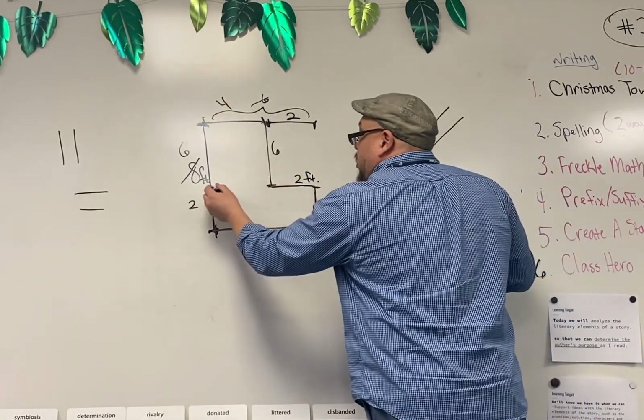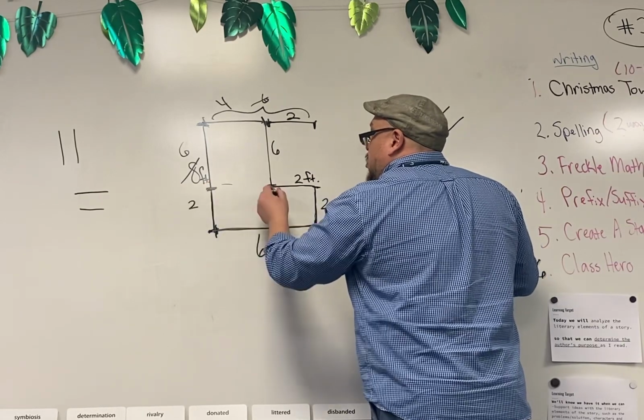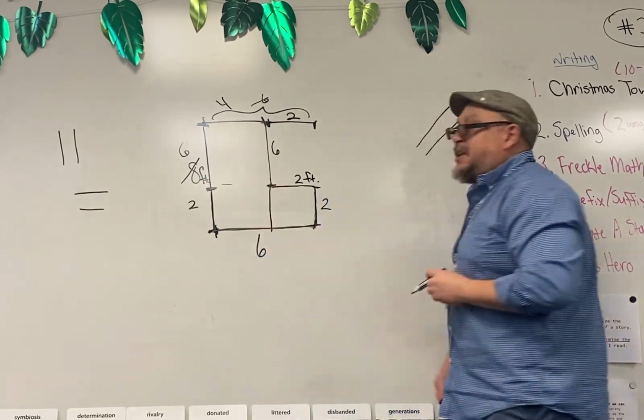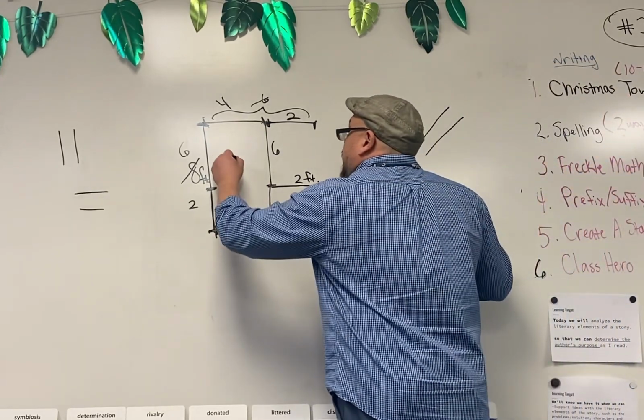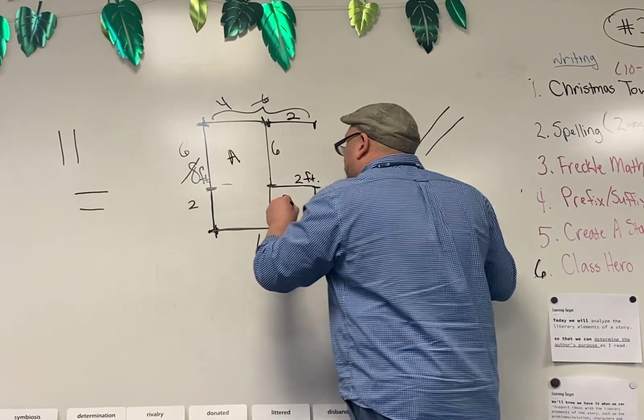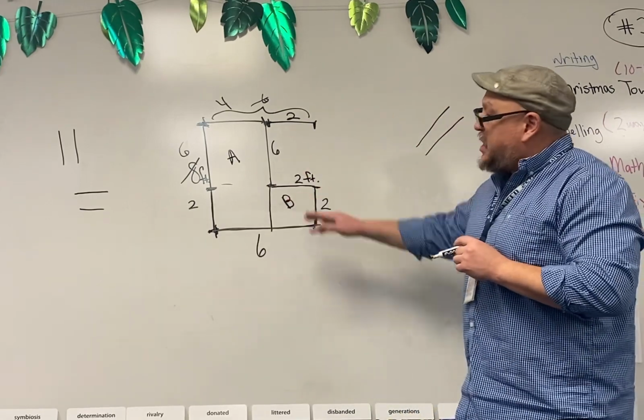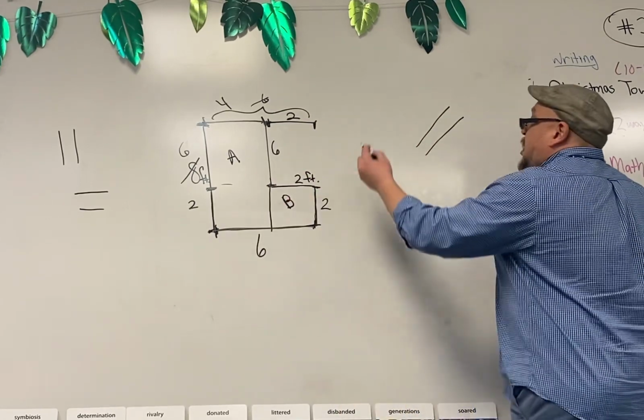Now we can divide it. We could go across like this, or we could go straight down. I always say make the square, if you can make a square first. And I'll always label the biggest shape A, and as it gets smaller, B, C, D. So now we have our A.